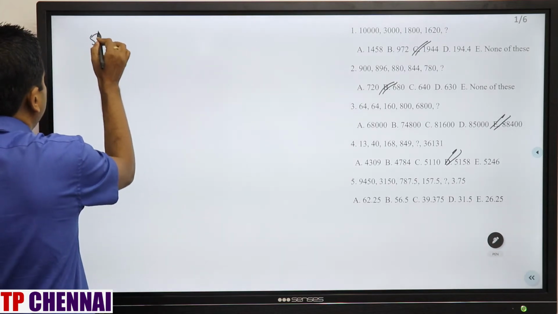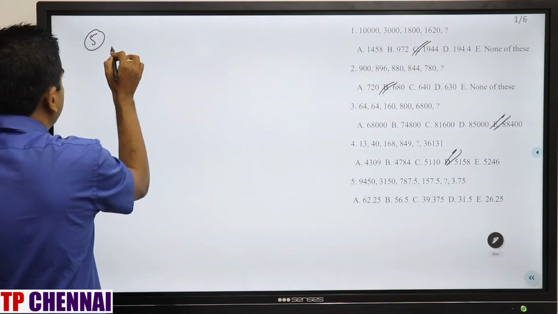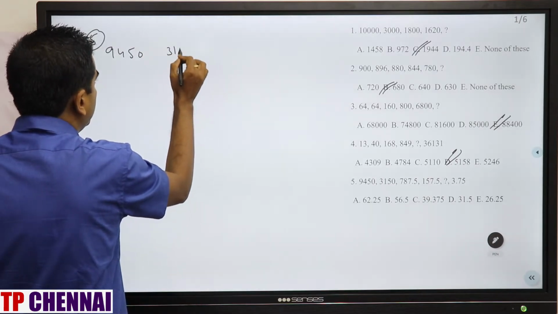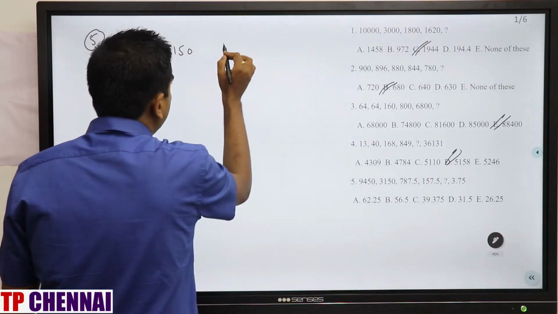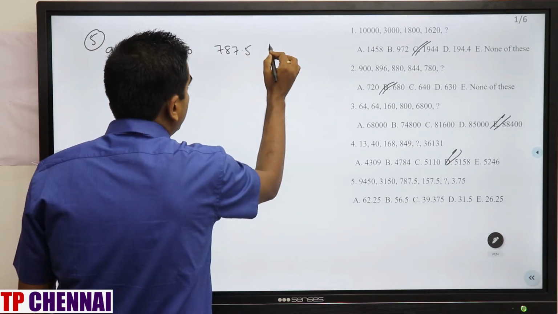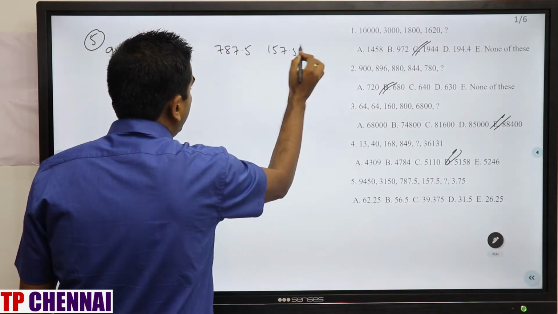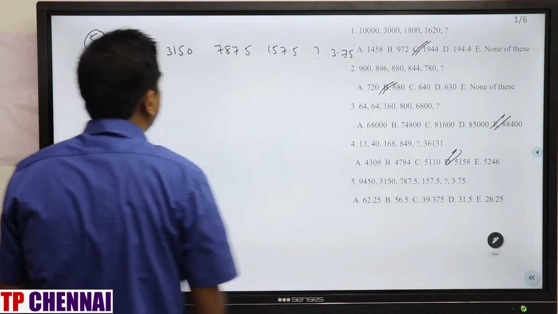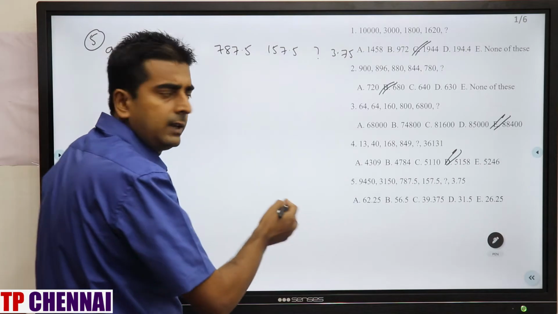Now we'll see question number 5. 9450, 3150, 787.5, 157.5, dash, 3.75. You can start with right to left.